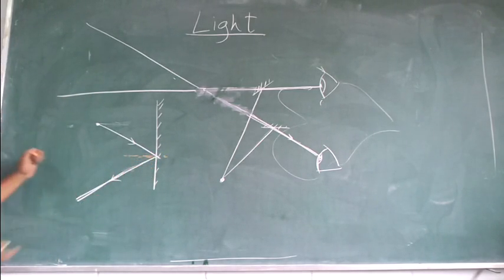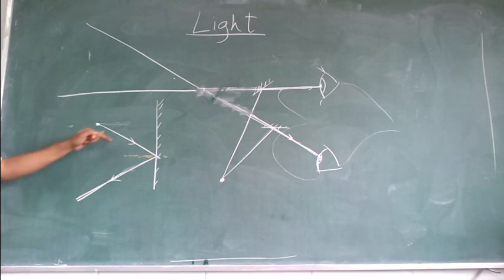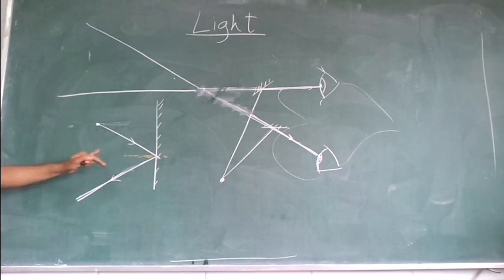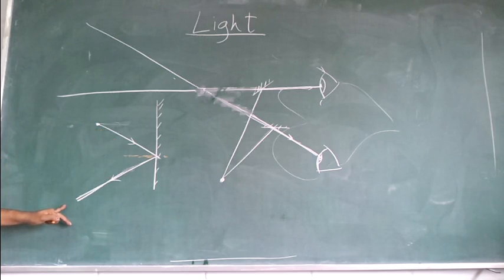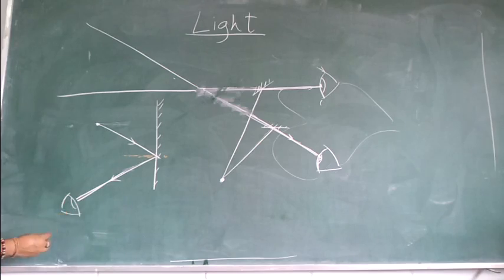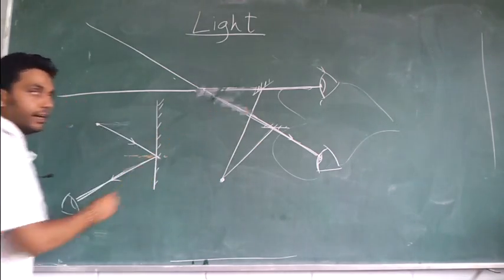Okay, this is your reflected ray, this is the incident ray, this is the normal. Will it tell you where the object is, where the image is? No, one is not good enough. It will just tell you, if your eye is over here, then it is in this line somewhere.